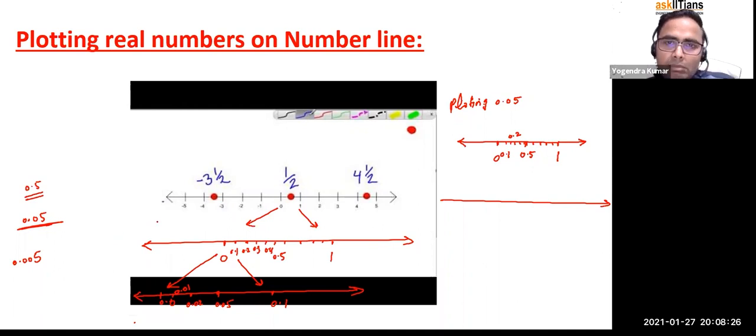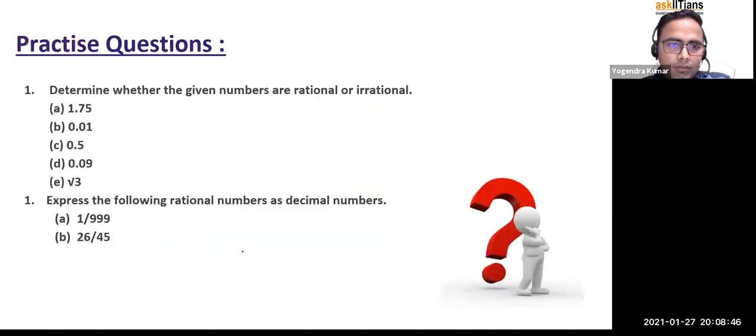Plotting of irrational numbers we are going to learn next class, but as of now, plotting of real numbers is like this. We can talk about it more later on, when we will be doing plotting of irrational numbers, because we are going to see it further. Now, let's do this practice question.